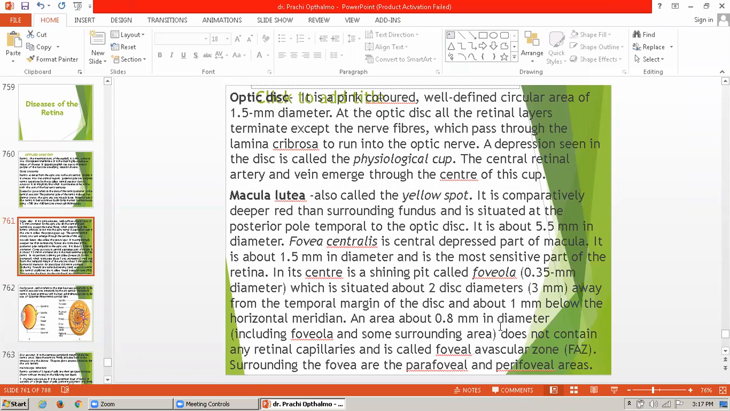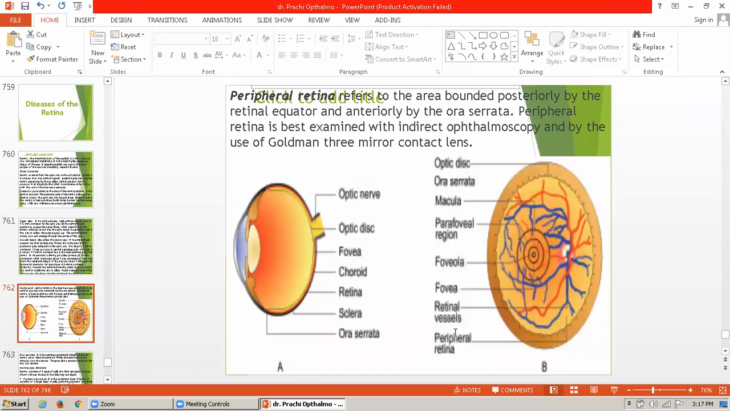It is called the foveolar avascular zone, that is FAZ. And surrounding the fovea there are parafoveolar and perifoveolar areas.